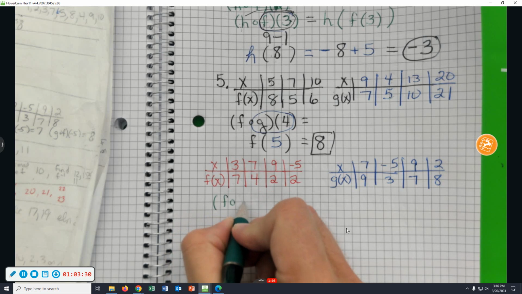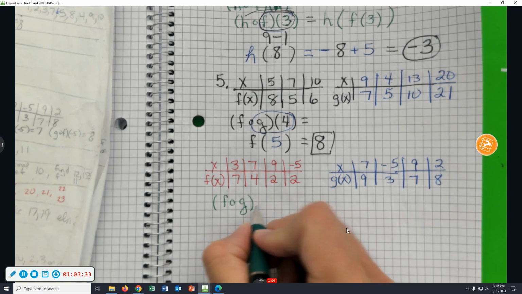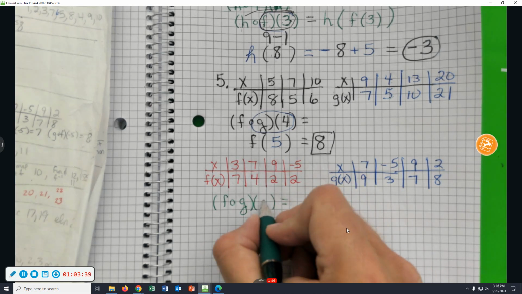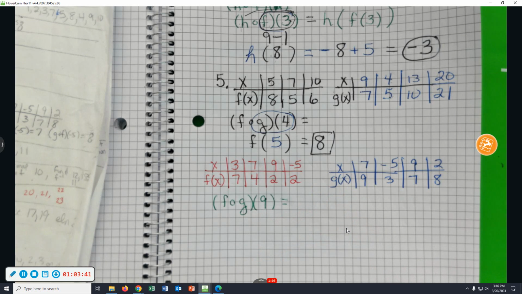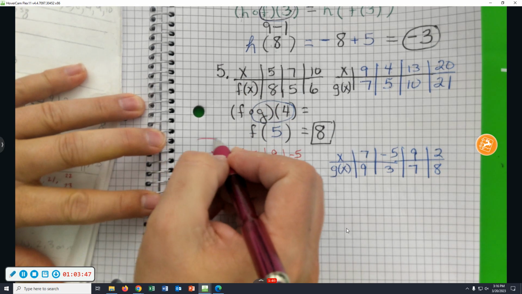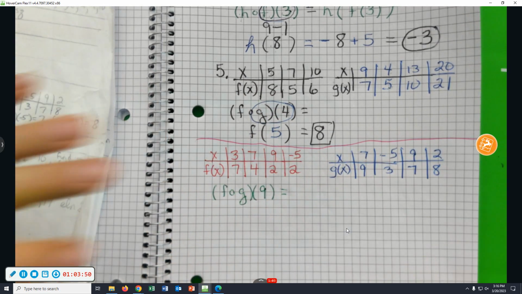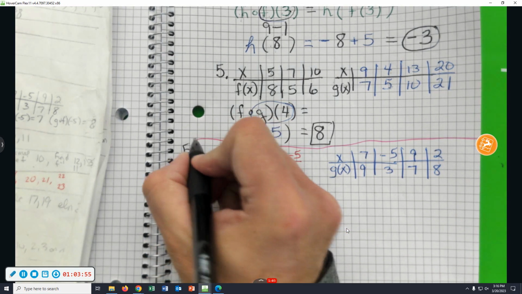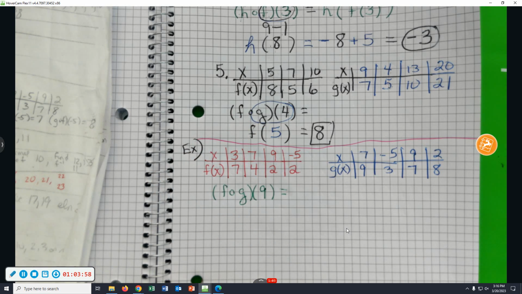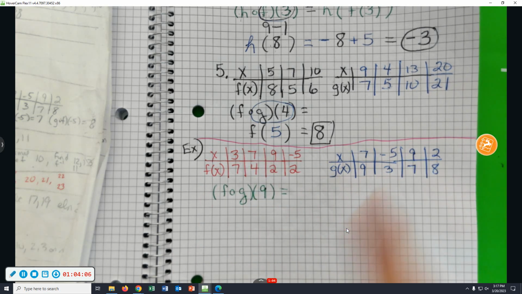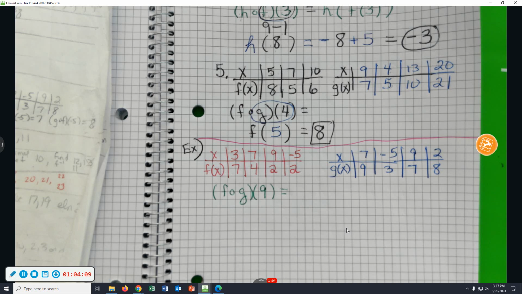The first thing we're going to do is find F of G of 9. I'm just going to label this EX. It's just some example, not really random by any means. Do you see there's a lot of 9s? Here's a 9, there's a 9, there's a 9. First of all, which table are you going to use first?